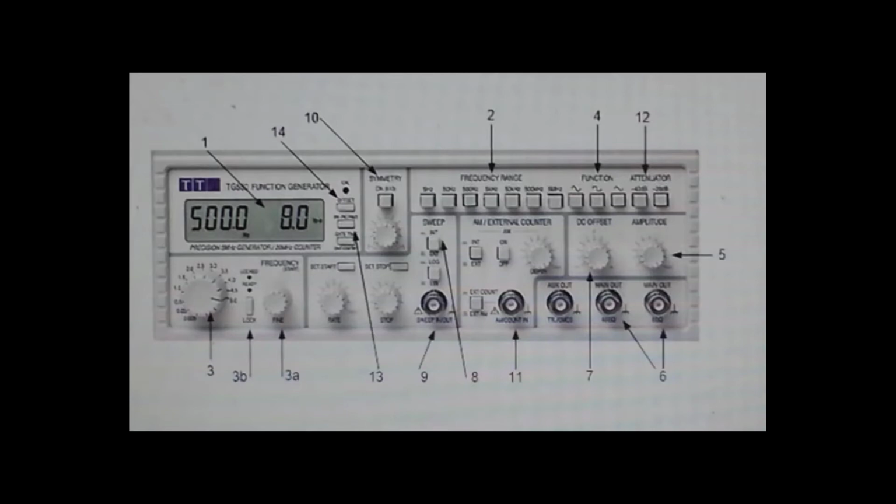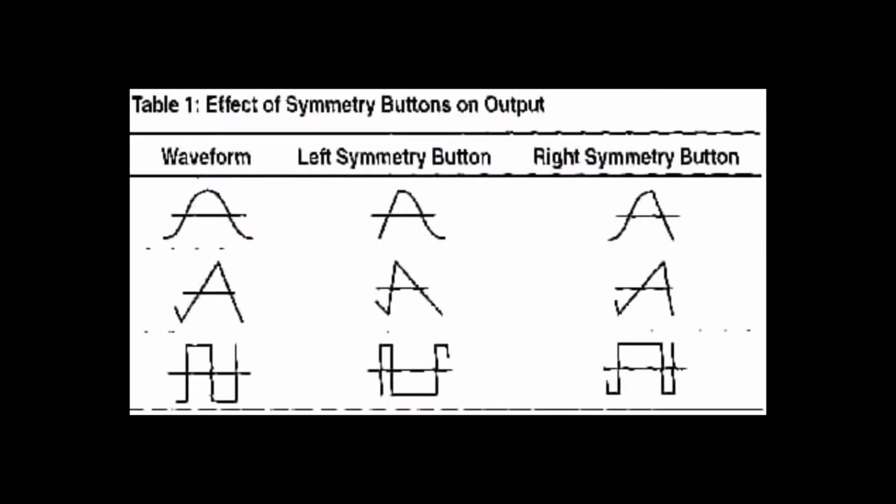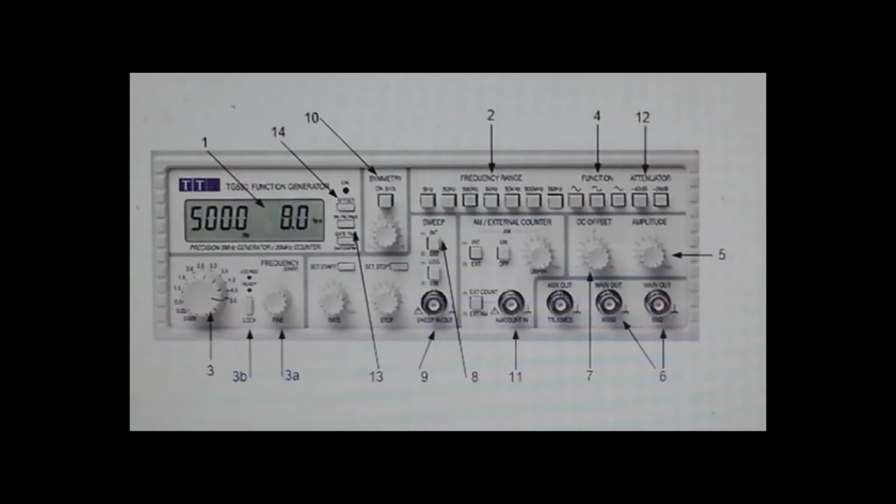Symmetry button is shown in arrow 10. It selects either positive pulse or negative pulse. Here are some examples of the effect of the symmetry button on output. Arrow 11 is an AM counter input connector. This connector accepts external amplitude modulation signals.